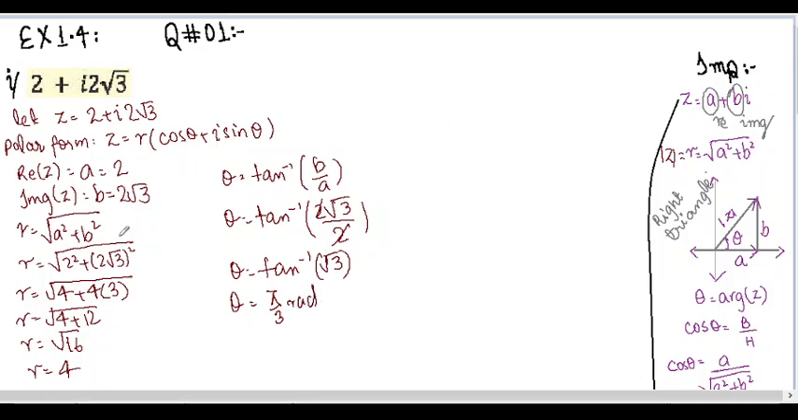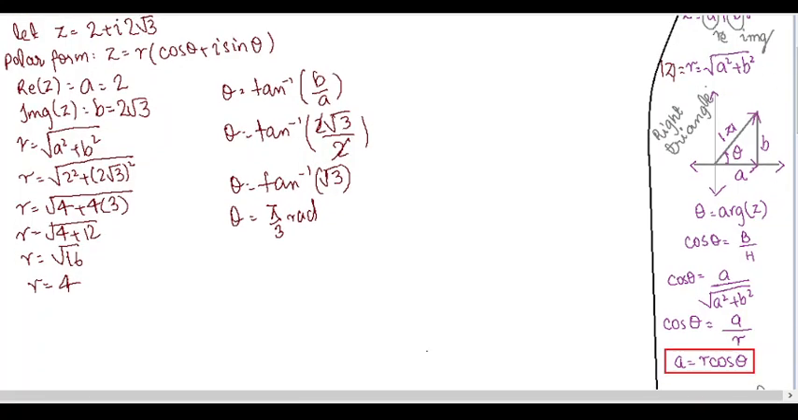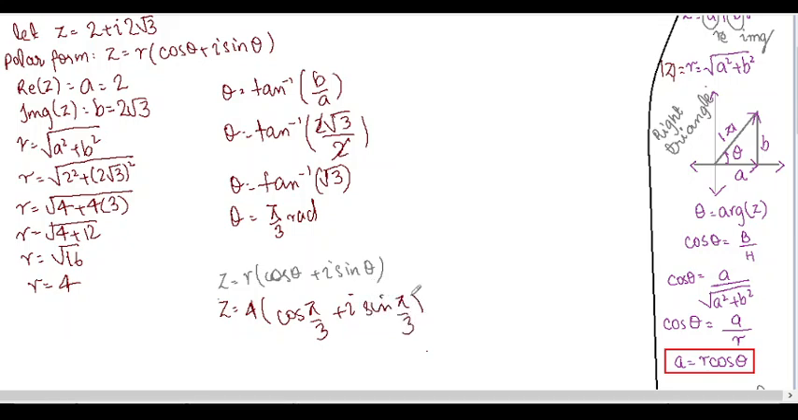Now what are we going to do? We are going to put the value of r, which is 4, and theta, which is pi by 3 radians, into this equation, which is z equals r into cos theta plus iota sin theta. Now we are going to put the values over here. z equals 4 into, what is cos theta? cos pi by 3 plus iota sin pi by 3. This is your polar form of this complex number, okay?